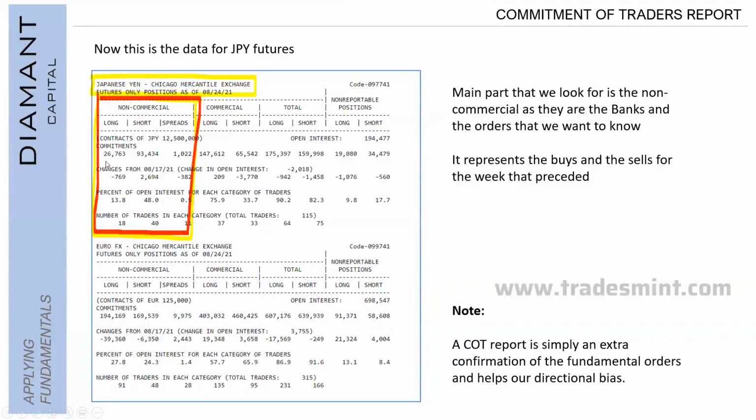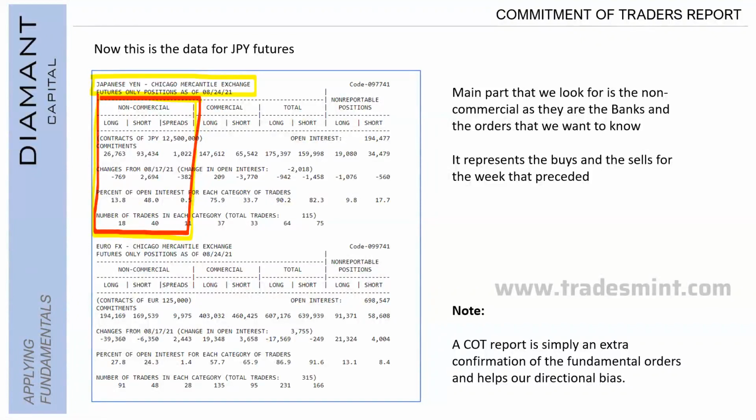So in this case, we're seeing that more institutions are shorting and selling JPY contracts than they are long in. And this is what we need to know. As you can see, percent of open interest, you've got 48% of the orders going to shorts, and then longs are 13.8%. This is exactly what we're looking for.